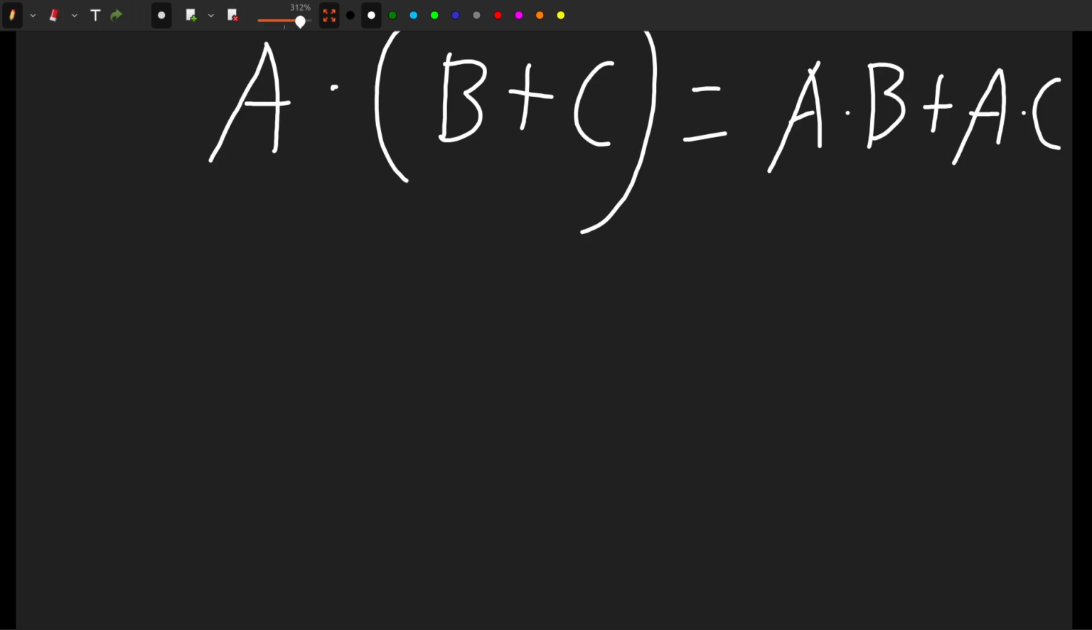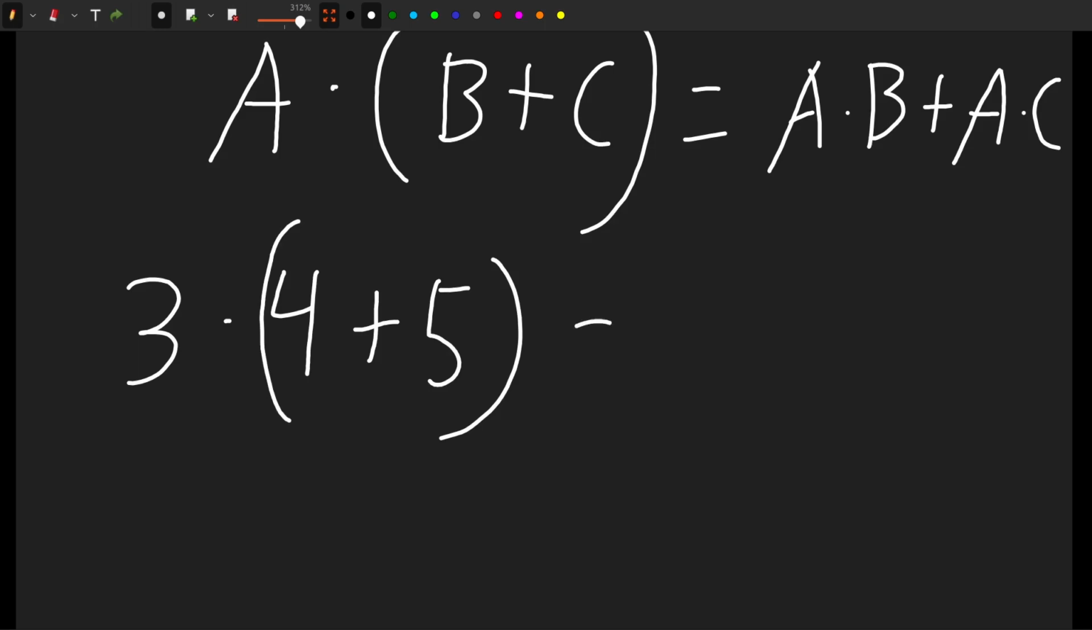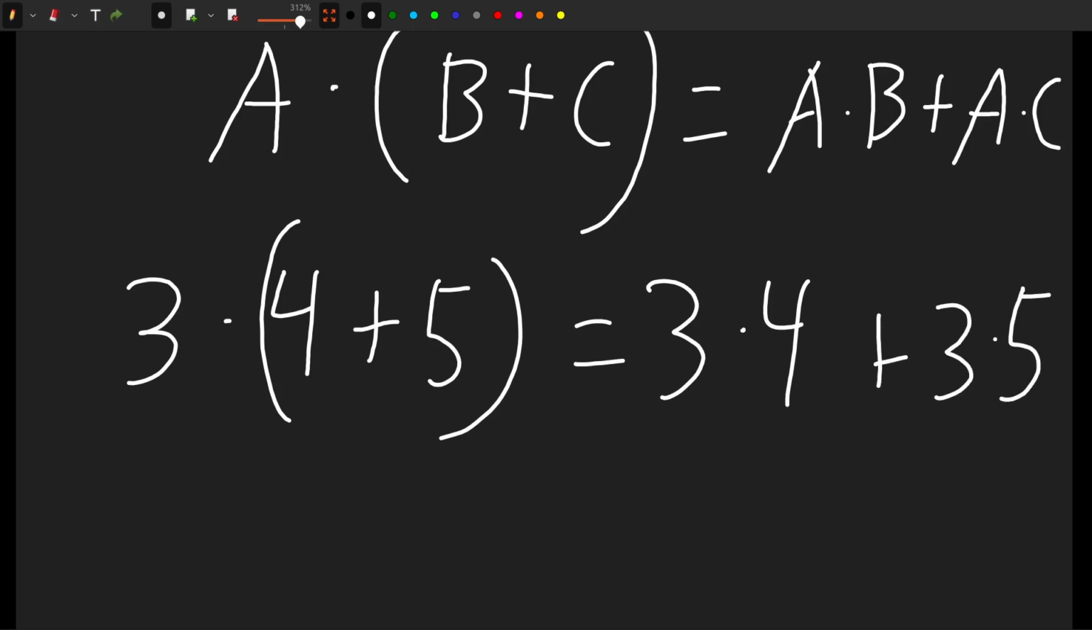So I'll give you a very quick example. Suppose we have 3 times (4 plus 5). We can then use the property to say that this is now 3 times 4 plus 3 times 5. Okay? And then obviously this comes to 12 plus 15 and gets you to 27.